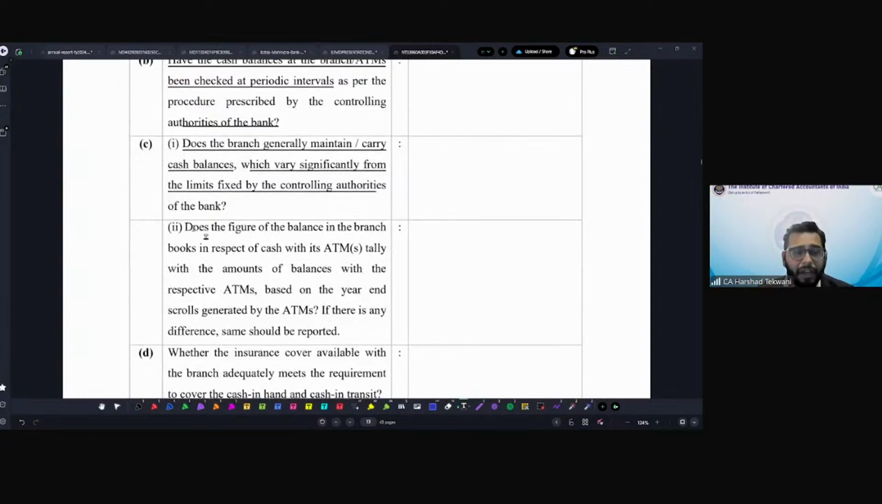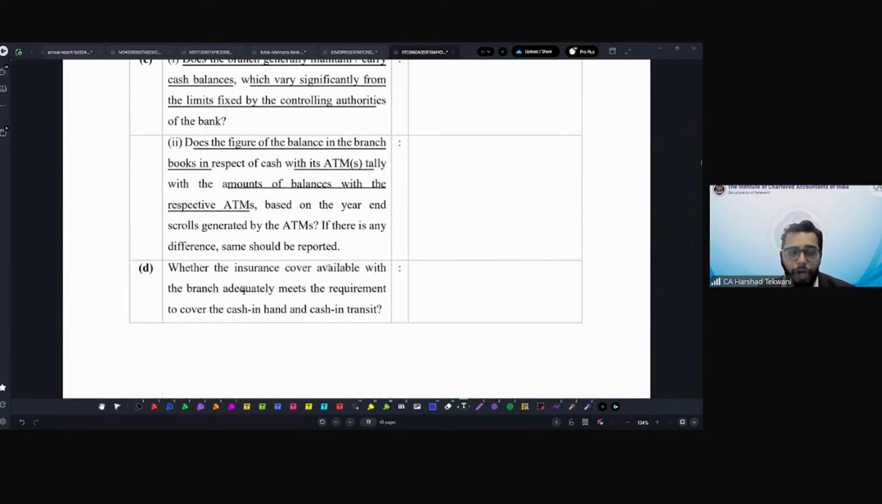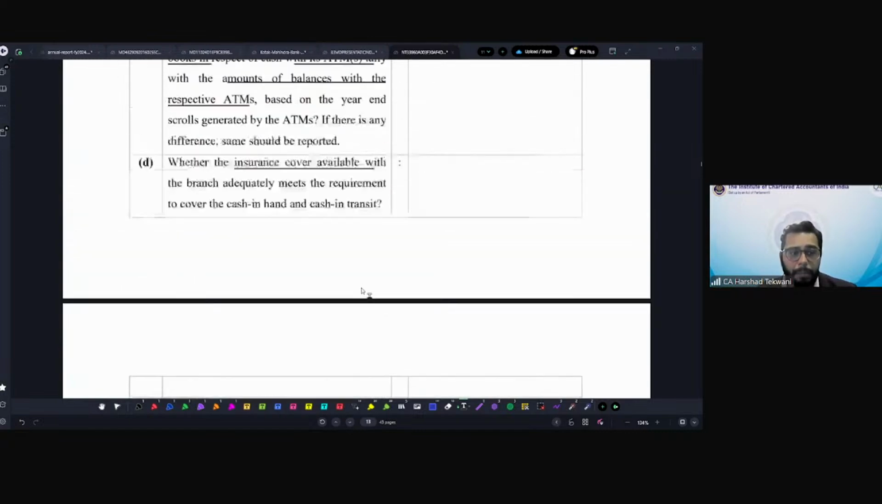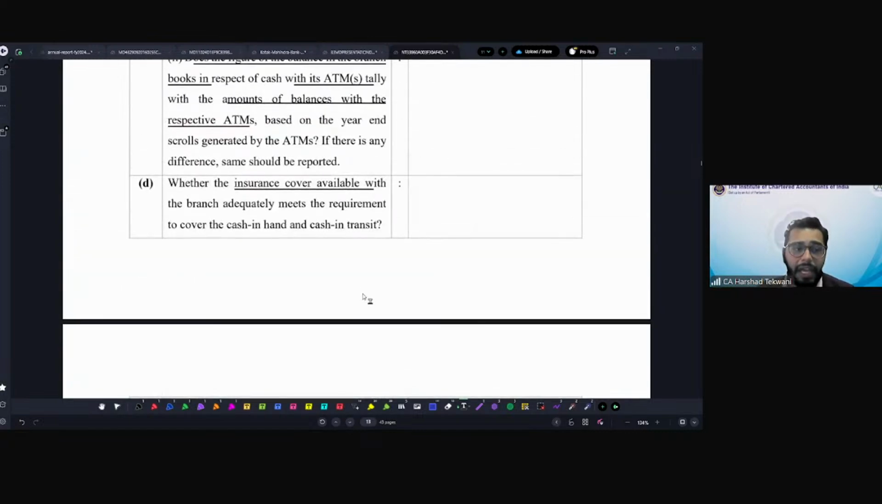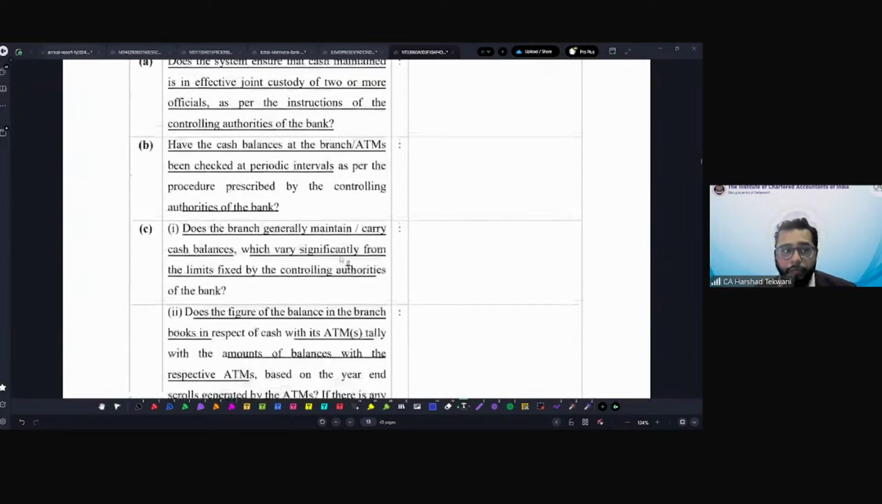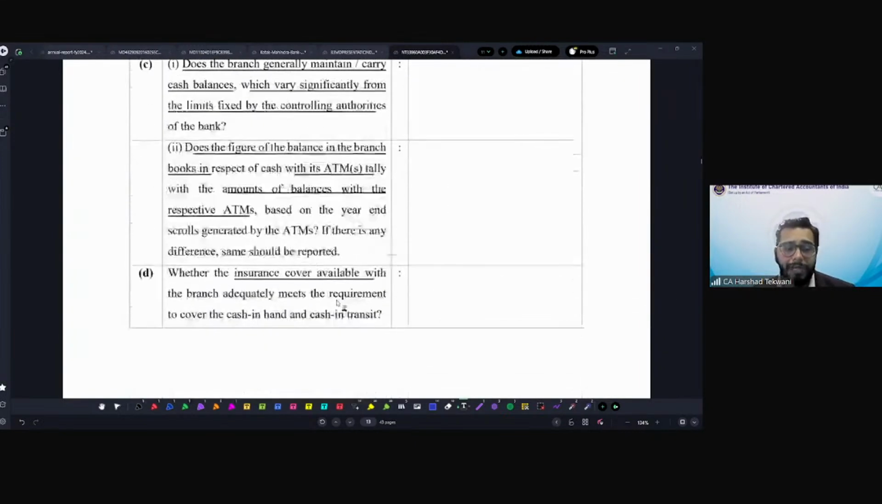Then, does the figure of the balance in the branch books with respect to the ATM tally with the amount of balance with the respective ATMs? So, actual cash balance in the ATM versus book balance of the ATM. And insurance cover available with the branch for the cash in hand and cash in transit requirements. So whether the bank has taken the insurance on the cash in hand or cash in transit. To report on these matters, you have to audit.